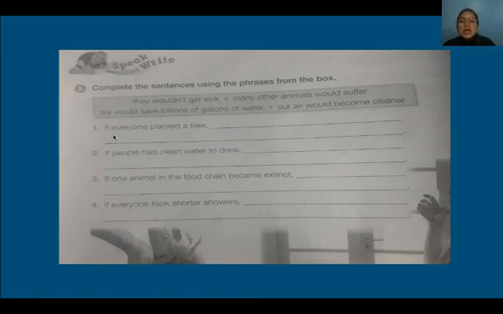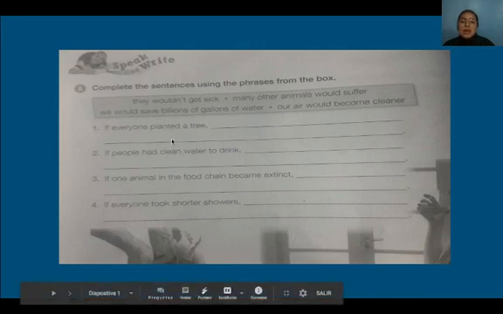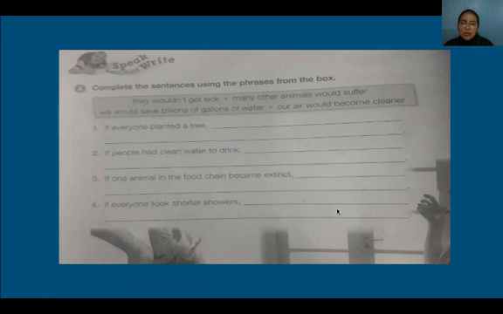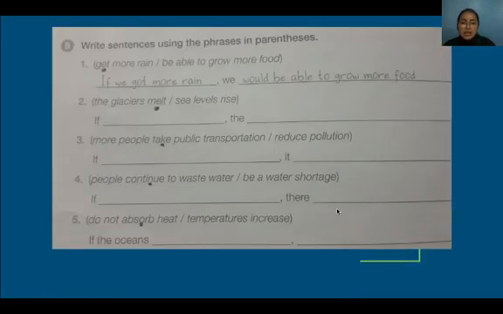For example, if everyone plant a tree, the result, you have to use one of these phrases and complete in this part. Lee el enunciado y mira cuál de estas sería la consecuencia y le escribe, ¿ok? This is easy. And then, the activity B. Write sentences using the phrases in parentheses. Es lo mismo que acabamos de practicar en el librito de color.